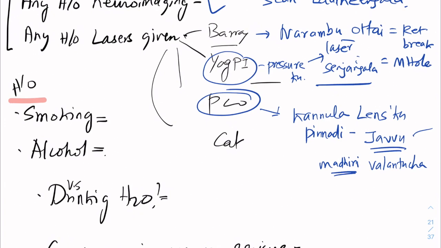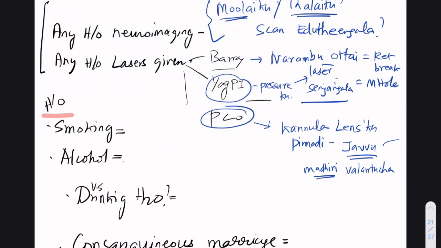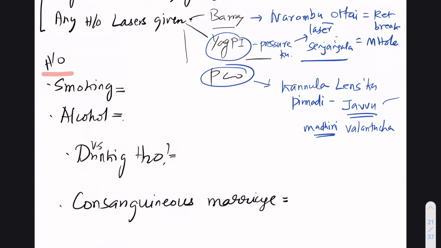Like I mentioned previously, people will also use the synonym for cataract. Some people will think lasers for cataract. So be specific or be very clear about that. Okay, so we have discussed the history of neuroimaging and the history of lasers given. Now let's talk about some other specific history.